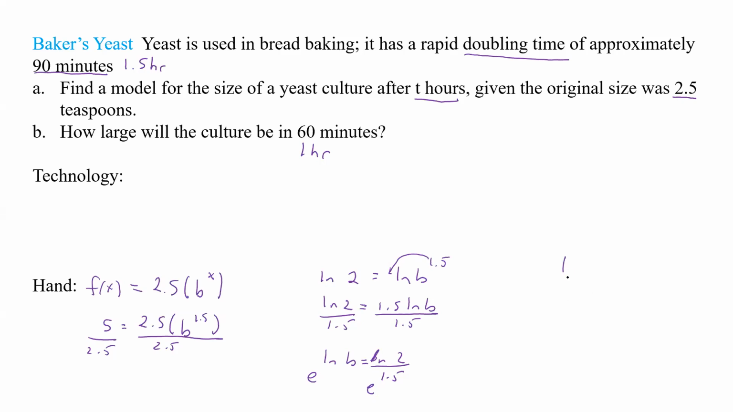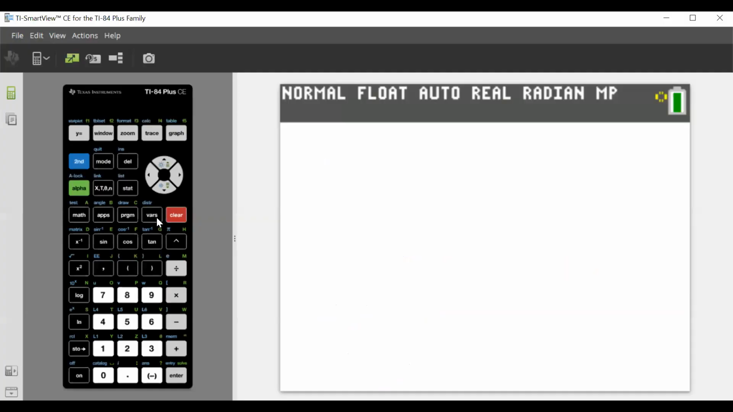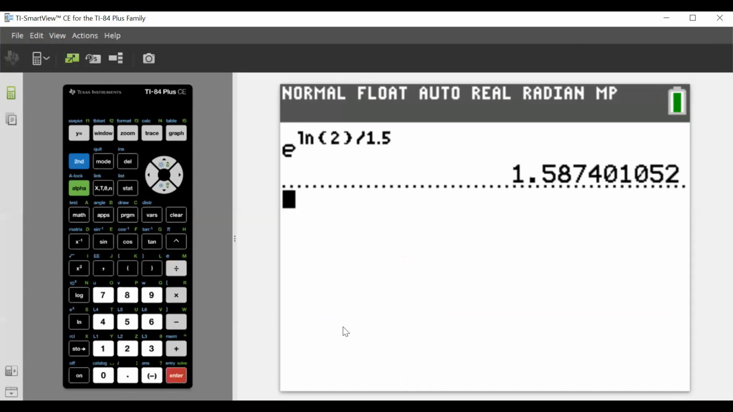And so b is equal to e to the ln of 2 over 1.5. Let's see if I can remember to write this down: e to the ln of 2 divided by 1.5. And we get 1.5874, and so that is going to be our b. So 1.587.